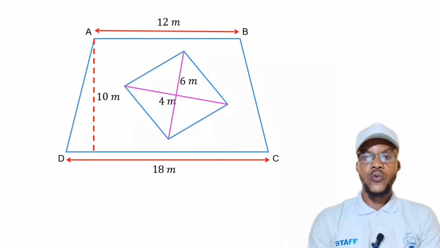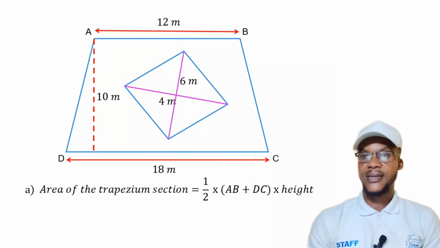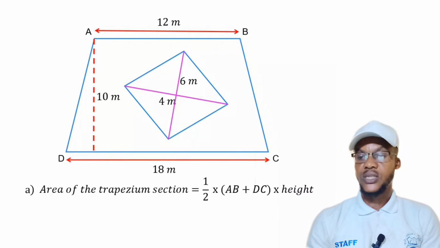Great. So we find the area of the trapezium, and we learned previously that the area of a trapezium is given as half multiplying the sum of the two opposite sides multiplying the height. That is the formula for finding the area of a trapezium. So you just do your substitution and you are good to go.